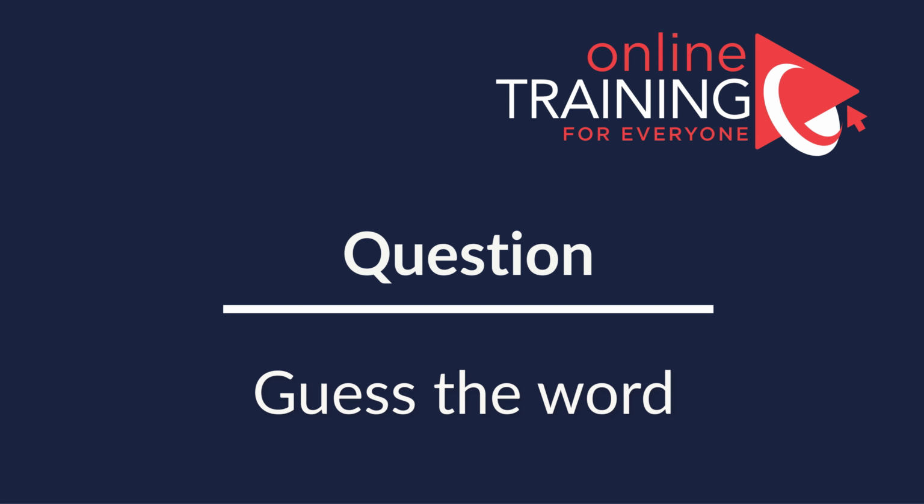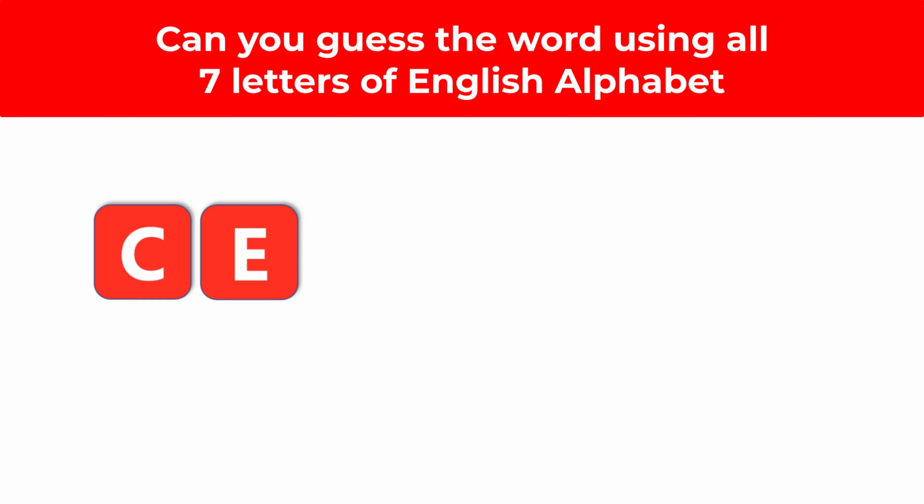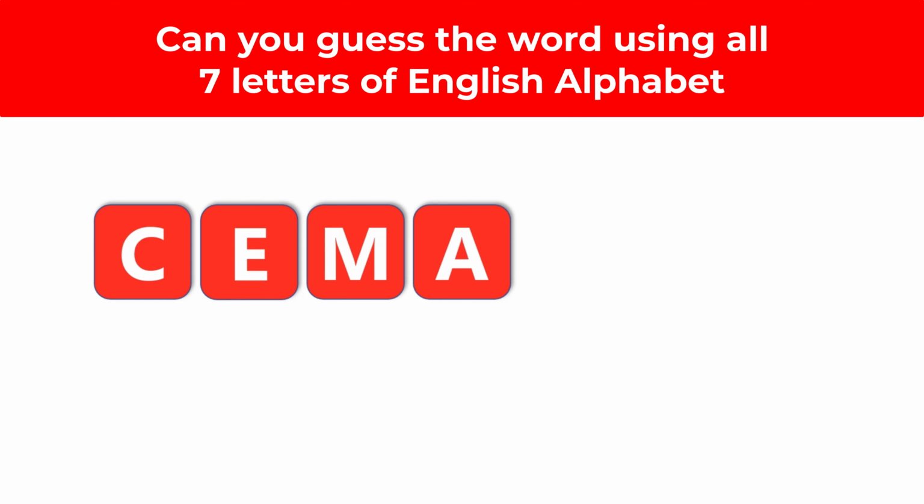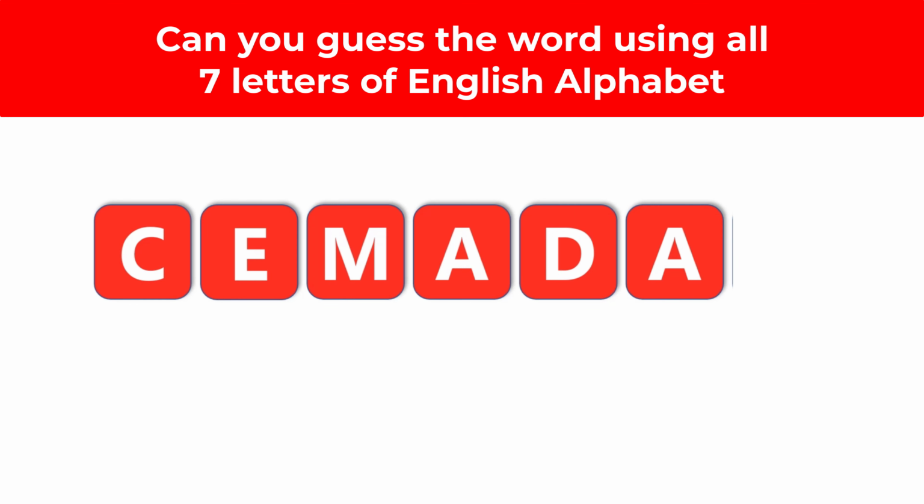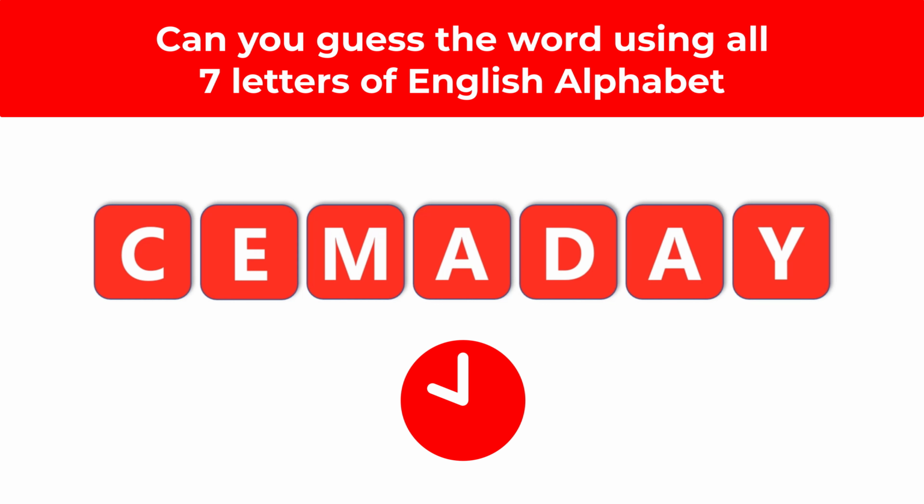Here's a tricky problem we frequently see on the test. You're presented with 7 letters of the English alphabet. The letters are C, E, M, A, D, A, and Y. And you need to guess the word using all the letters presented.